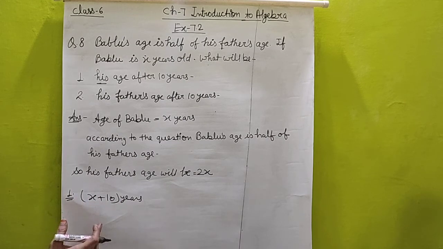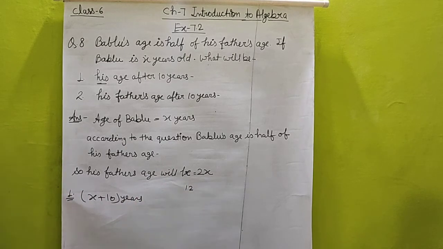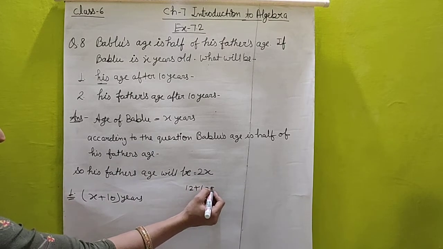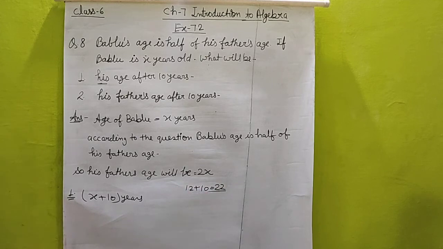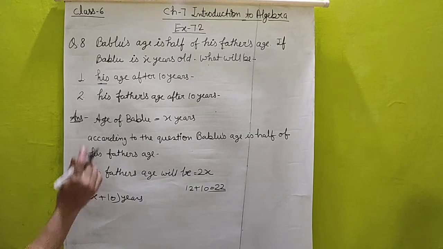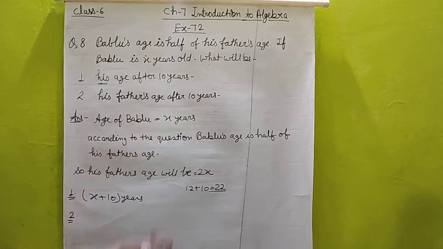For example, students, your age is now, suppose, 12 years. Your age is 12 years now. And after 10 years, definitely you will be 22 years old. So what are we doing here? We are adding 10. Now second part, his father's age after 10 years.